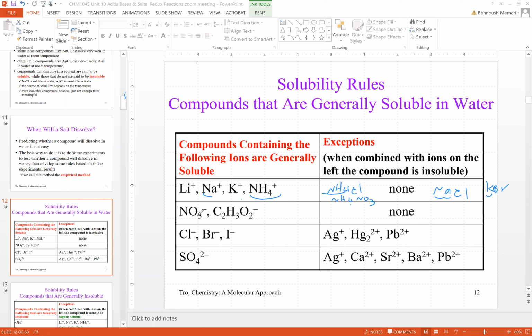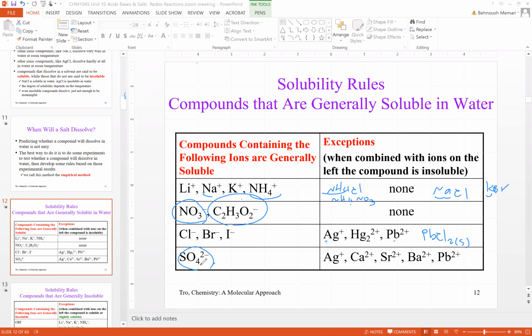Second rule with no exceptions: anything that contains acetate ion or nitrate ion is soluble. Those are clear. Now, what about the ones with exceptions? Chloride, bromide, and iodide are soluble with exceptions. That means if you see lead chloride, it's insoluble, because lead chloride is an exception. So chlorides are soluble except if they are lead chloride, mercury chloride, or silver chloride.